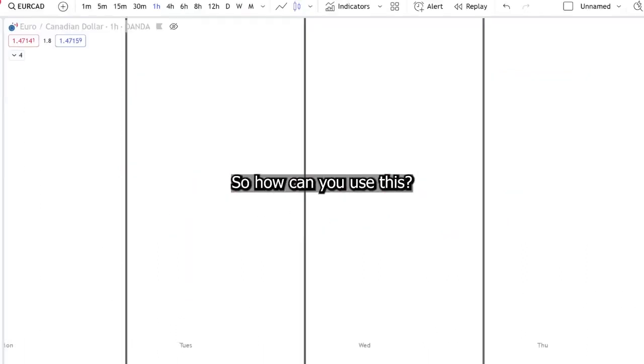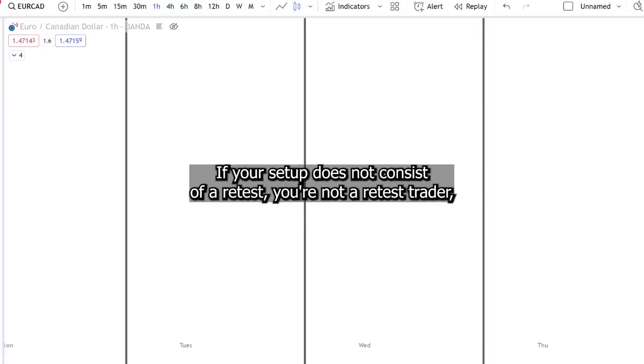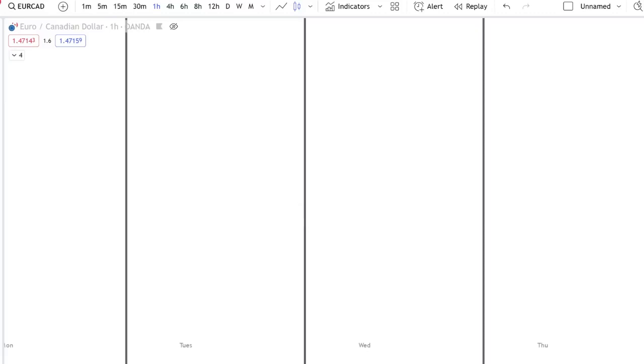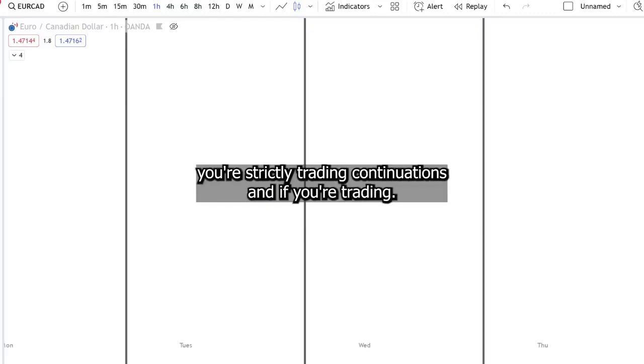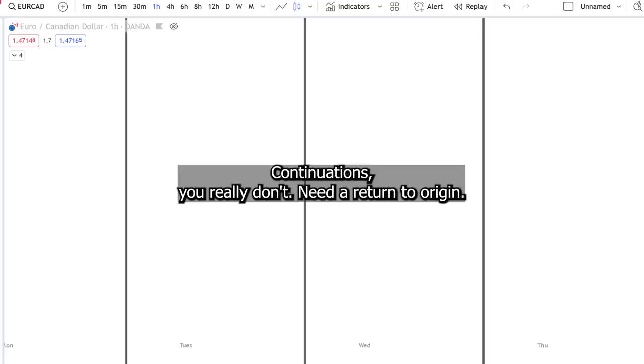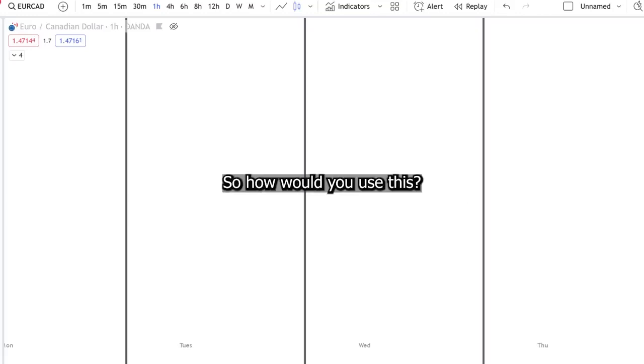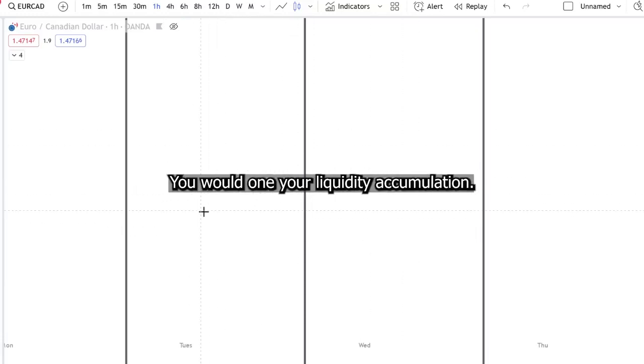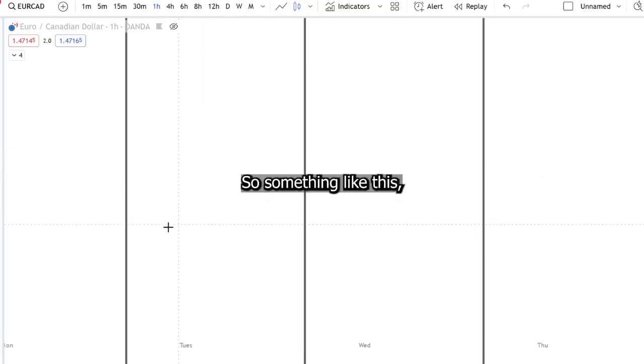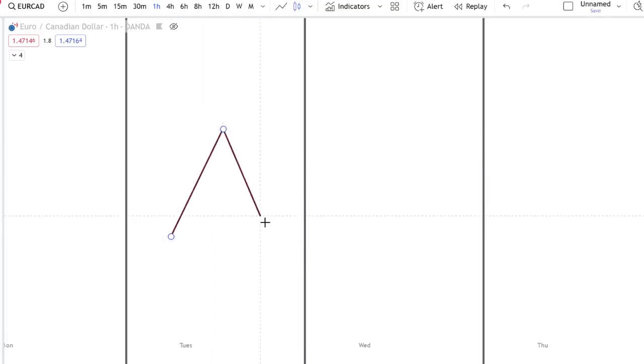So how can you use this if your setup does not consist of a retest? You're not a retest trader. You're strictly trading continuations, and if you're trading continuations, you really don't need a return to origin. So how would you use this? Instead of your three-step being spread over more than a day, you would want your liquidity accumulation being built over one day. So something like this.